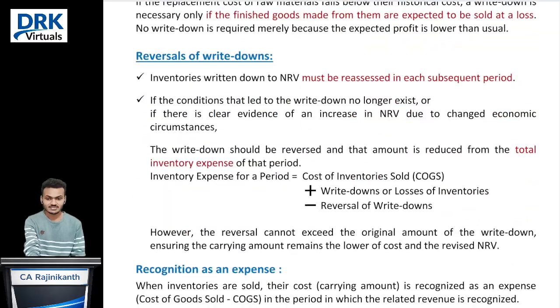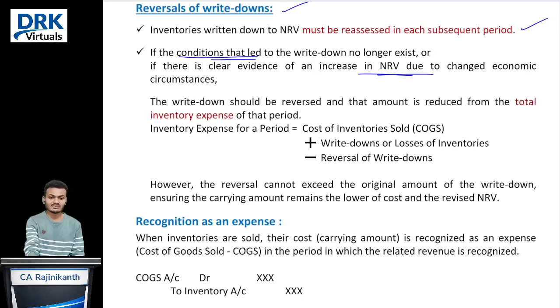And next one is reversal of write down. Whatever inventories we have written down to NRV should be reassessed for each subsequent period. On such reassessment, if we notice that the conditions that led to the write down in the previous year no longer exist or our NRV has increased, in that case we should reverse. That reversal should not exceed our previous write down. That is what the standard is saying. Clear what I am saying? And after such reversal, our carrying amount of inventory should be cost or NRV, whichever is lower. That is what the standard is saying.